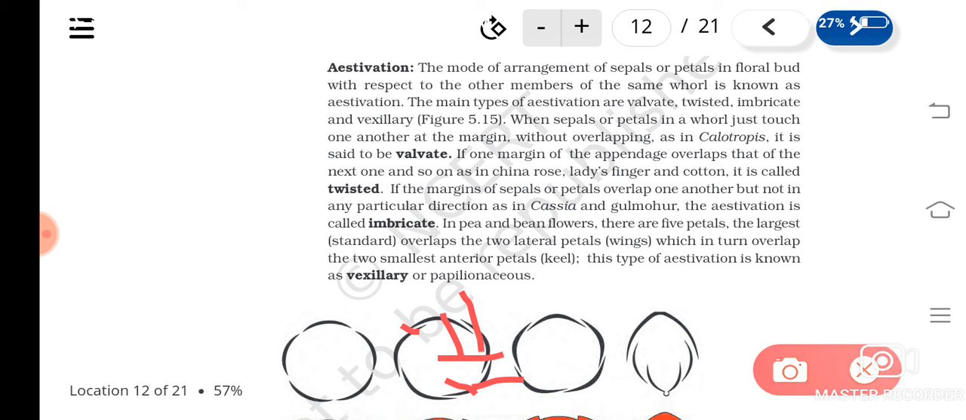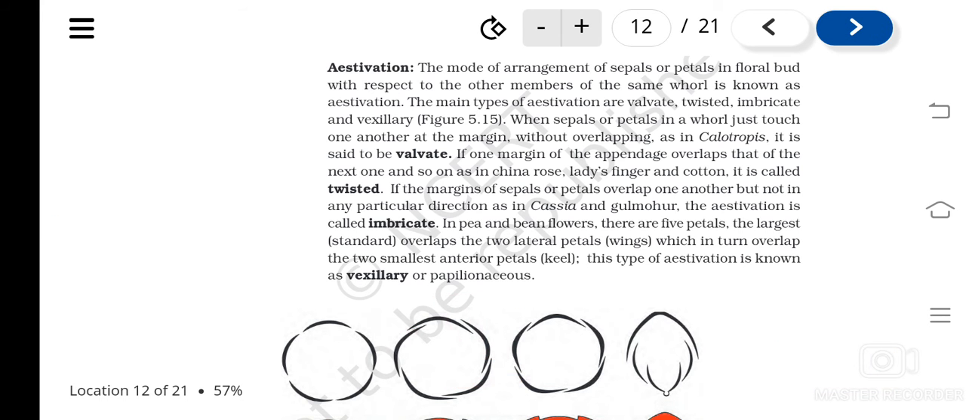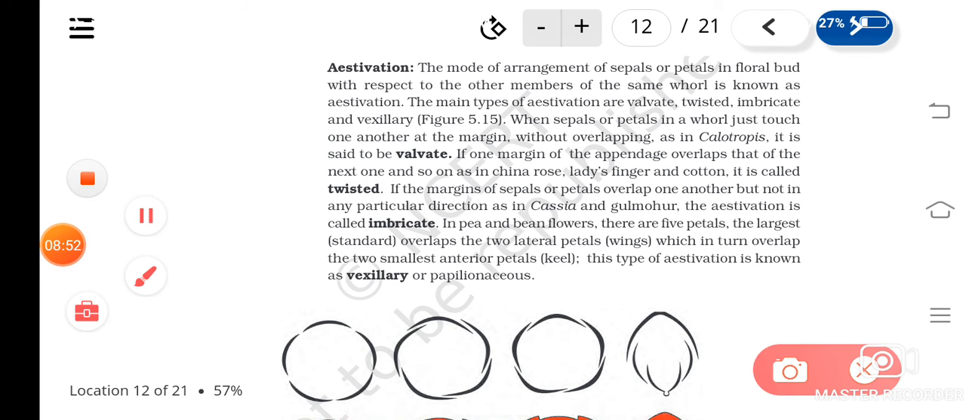Understood? That kind of estivation is known as imbricate estivation. Now another type that is very peculiar to the Papilionaceae family. Leguminosae, one family is what? Papilionaceae. In the Papilionaceae family you can see a very special type of estivation known as vexillary or papilionaceous estivation. In this there are five petals, see here one, two, three, then four, five.